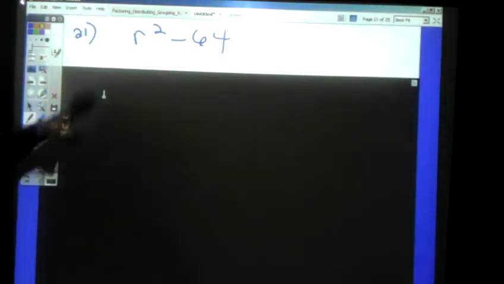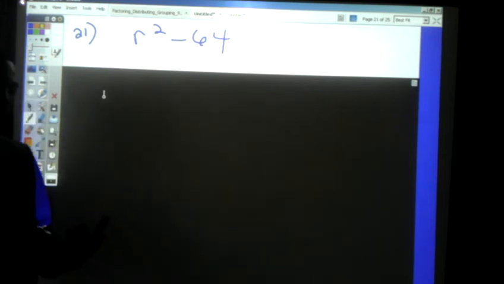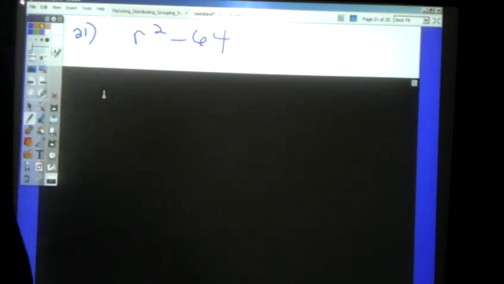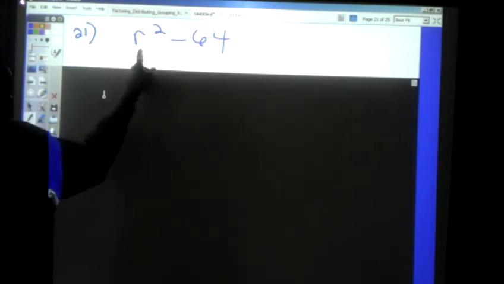Okay. Now this is a special case. This doesn't have 3 terms. It's not a trinomial. It doesn't have 4 terms, so you don't solve it by grouping. This is a special case. This is called a difference of squares. We are subtracting 2 perfect squares.